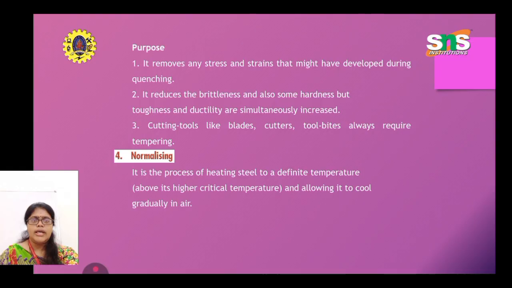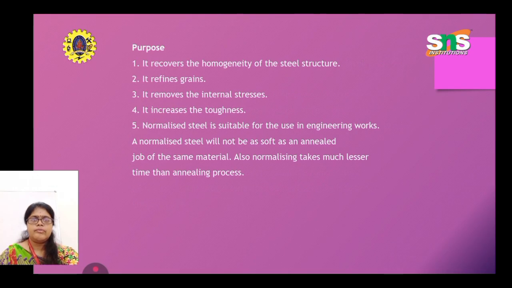Next is normalizing. It's the process of heating steel to a definite temperature above its high critical temperature, and allowing it to cool gradually in the air. What's the purpose of this? It recovers the homogeneity of the steel structure, refines grains, removes the internal stresses, and increases the toughness. Normalized steel is suitable for use in engineering works.